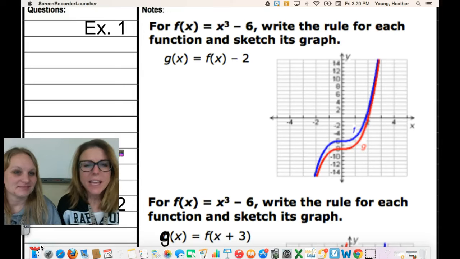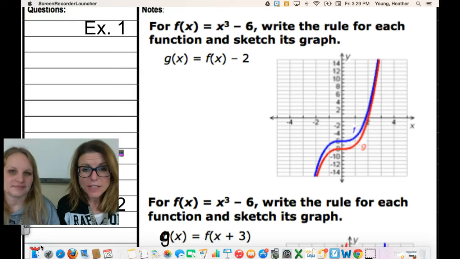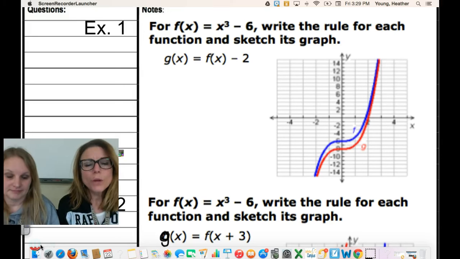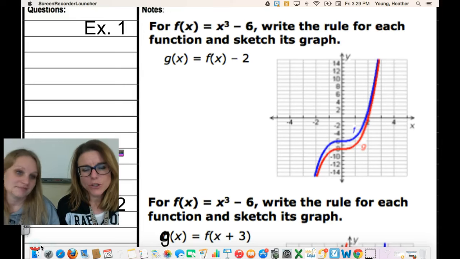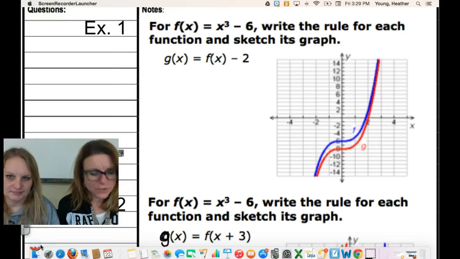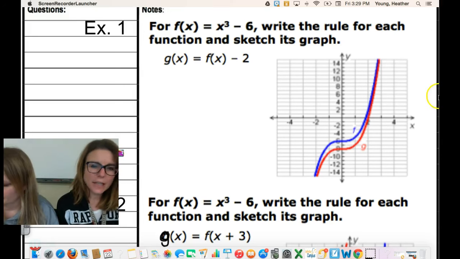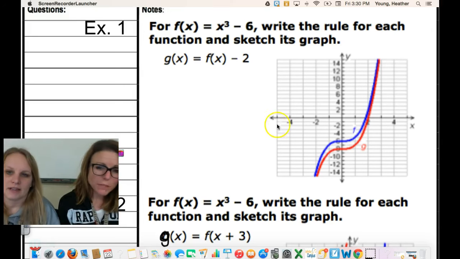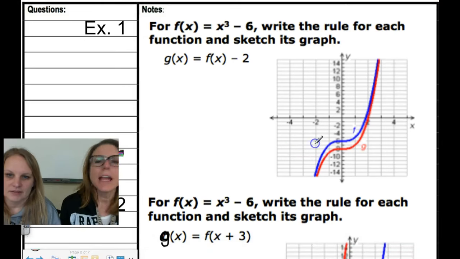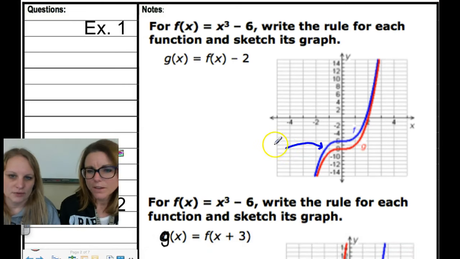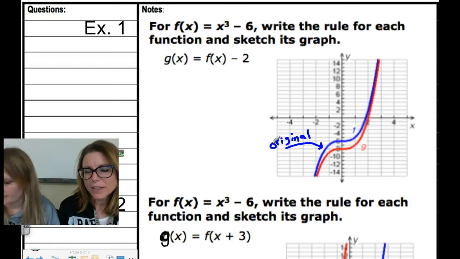And example 1 tells you the function f of x equals x cubed minus 6. Write the rule for each function and sketch its graph. So we were very kind to you. We sketched the graphs ahead of time. So we're given the f of x function, and we have to create a new function, g of x. Miss Boyd, would you do me a huge favor and draw a box around this? This is our original. Blue is original, and then the red is going to be the new.